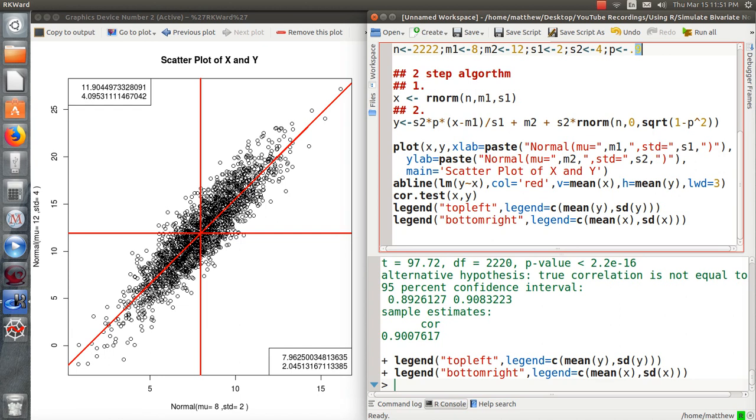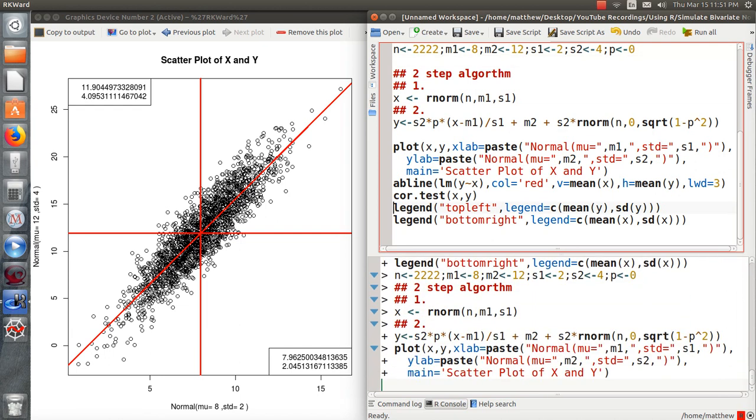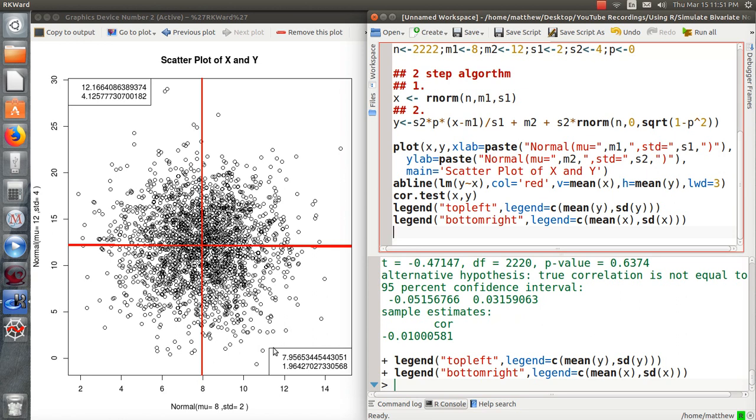And let's make this 0 and see what we get and run it. And the mean standard deviations are the same, and the regression line is basically the mean, so it's essentially 0. Here's a correlation of 0.01. The p-value is 0.3, so they're not significantly correlated, so they're independent samples.